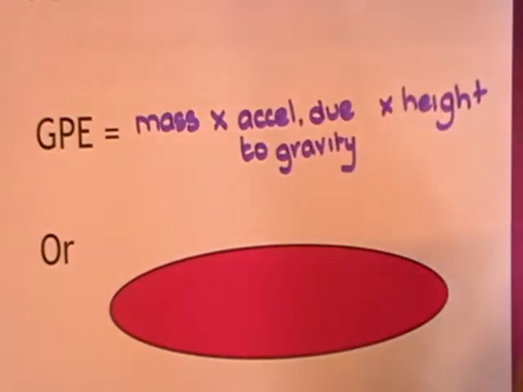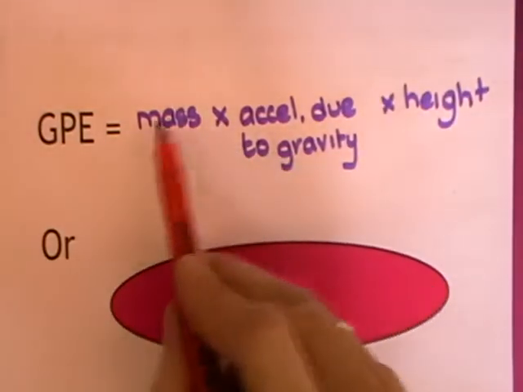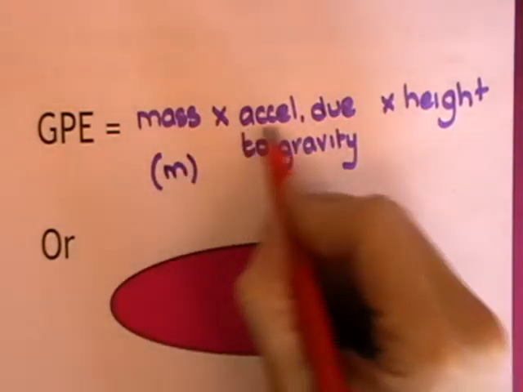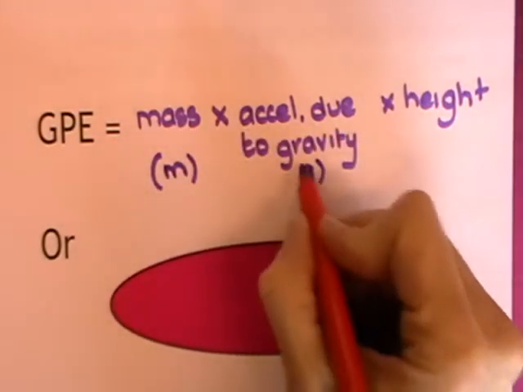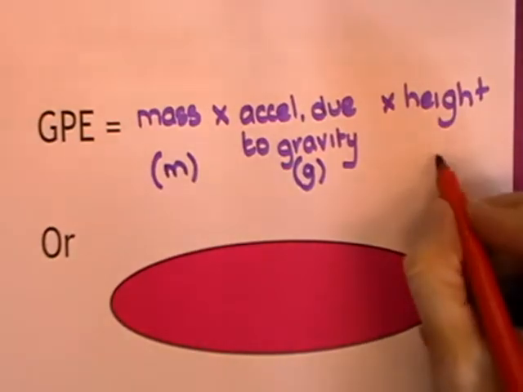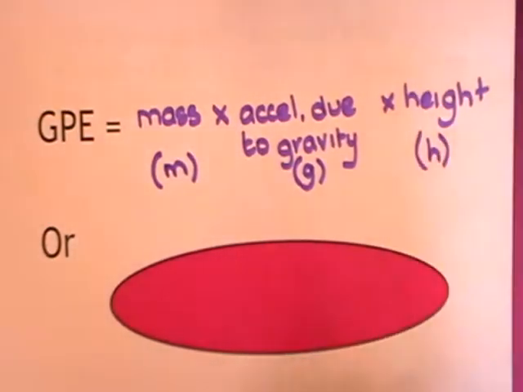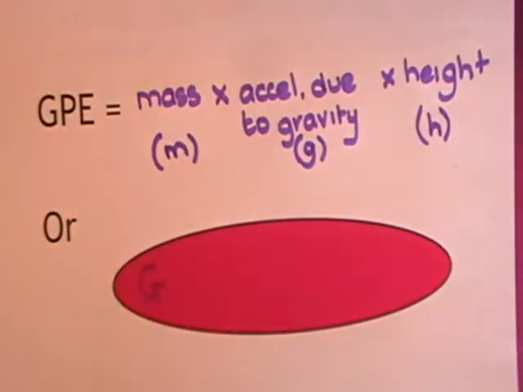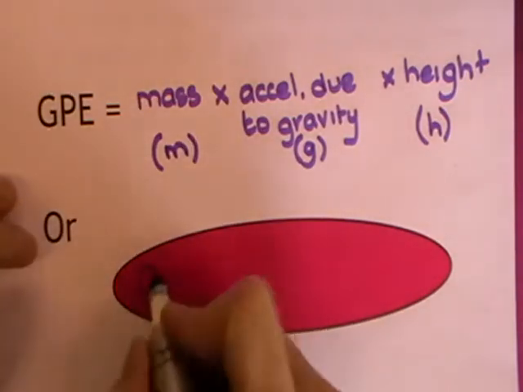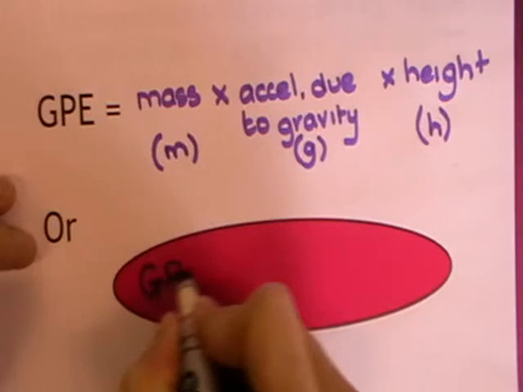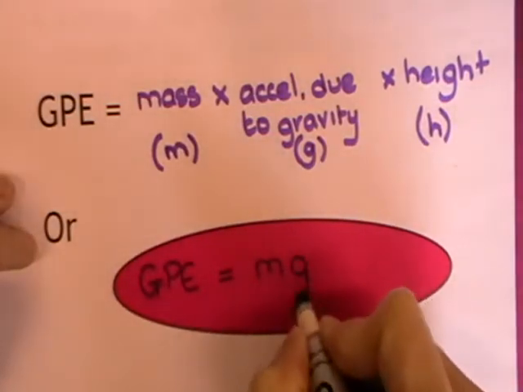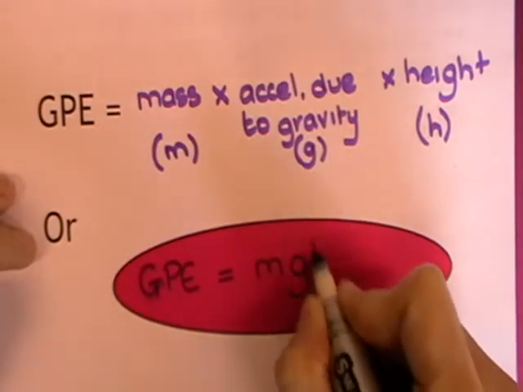Okay, so what we do is we simplify all those into symbols, and the symbol we use for mass is an M. For acceleration due to gravity, we simplify that to a G, and for height, we simplify that to H. And so we can simplify that whole equation to, and I hope this comes out, I don't think it's going to come out too well, I'll try a darker pen maybe. So we can simplify that to GPE is equal to M, which is the mass, G, which is acceleration due to gravity, times the height.